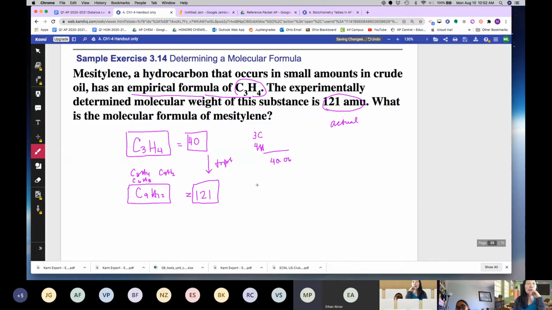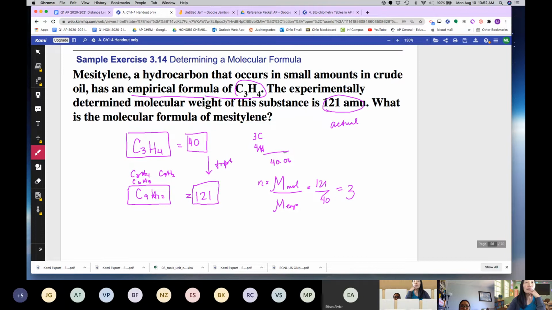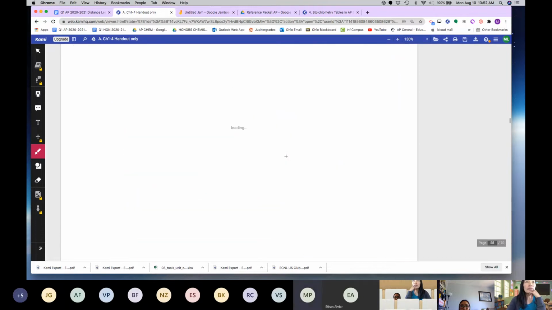In the book, they have a formula. The N multiplier is the molar mass of the molecular over the molar mass of the empirical. So you're going to get 121 divided by 40. I don't ever use this formula. I just see you tripled or whatever, and it triples. That's what that means. Okay, fairly easy.